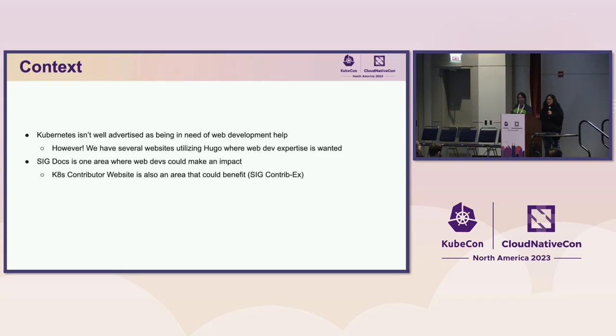So obviously there is some voodoo involved in terms of Hugo and Netlify and stuff like that. Our project isn't very well advertised as being in need of web development help, but it does, fun fact, because as we saw in the previous couple of slides, we have 130,000 plus pages that require actual rendering to website content. And we utilize Hugo, where actual web dev expertise is required. And if you're a web dev looking to make an impact, SIG Docs is one of those areas where you could. And shout out to the SIG Contribex folks, where I think Kate's contributor website is also an area that could benefit from this skill set.